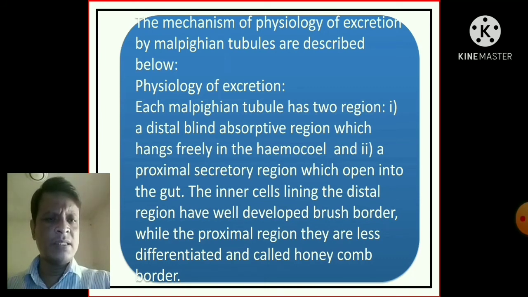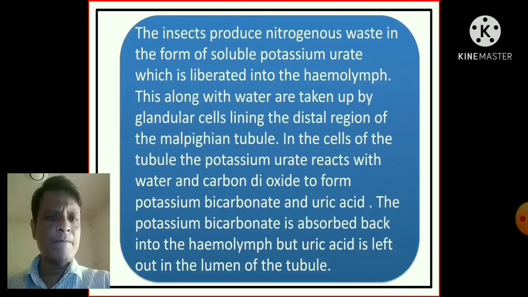Physiology of excretion: each Malpighian tubule has two regions. Number one, a distal blind absorptive region which hangs freely in the hemocoel. Number two, a proximal secretory region which opens into the gut. The inner cells lining the distal region have a well-developed brush border, while at the proximal ends they are less differentiated and called the honeycomb border. The insects produce nitrogenous waste in the form of soluble potassium urate, which is liberated into the hemolymph.